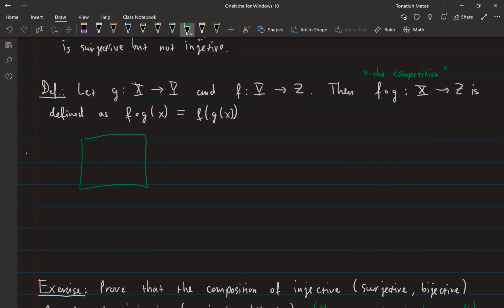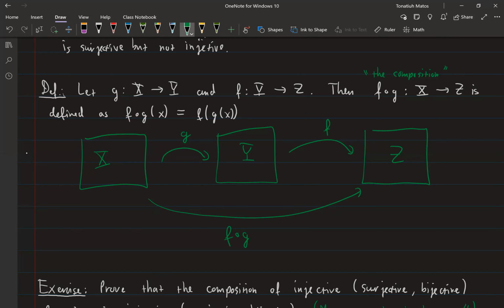So the idea is you have a set x, and then you have a set y in the middle, and then you have a set z at the end. You have a function g that goes from x to y, and you have a function f that goes from y to z. Then you can always define a function called f∘g.